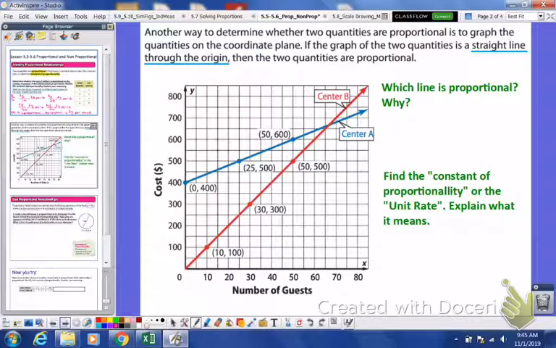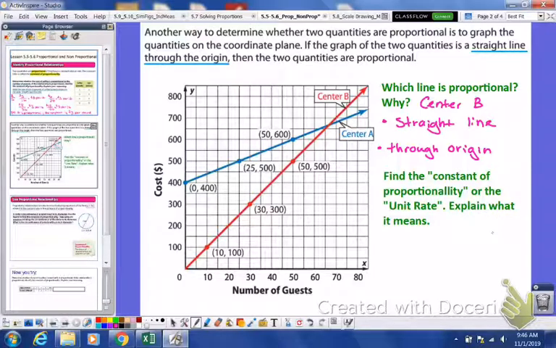So if we look at this example, we have center B and center A. Center A is the blue line, center B is the red line. Which line is proportional and why? Well, I see they're both straight lines, so we check off that box. But it must also be through the origin. So we check out our origin down here. That's center B. So center B, because first, it's a straight line, and it's through the origin. Again, must have both pieces. Center A does not go through the origin, therefore it is not proportional.